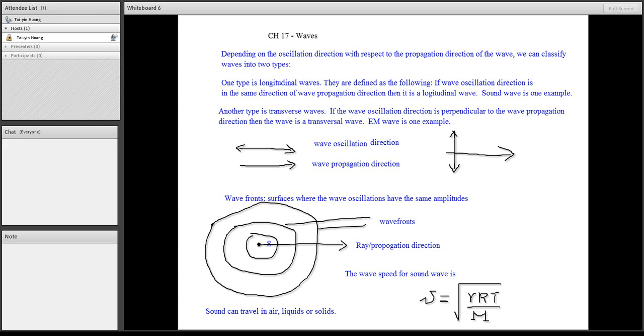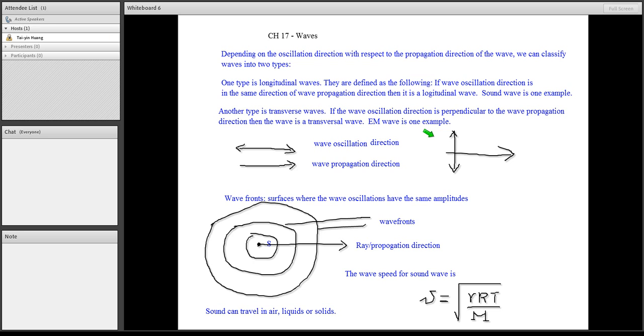Now there's another type of wave, when the wave is oscillating up and down like this. The particle is oscillating up and down, but the wave direction is in the rightward direction. In other words, if the particle's oscillation direction is perpendicular to the wave propagation direction, this kind of wave we call a transverse wave. For example, an electromagnetic wave is considered a transverse wave. Mechanical waves are also transverse waves.